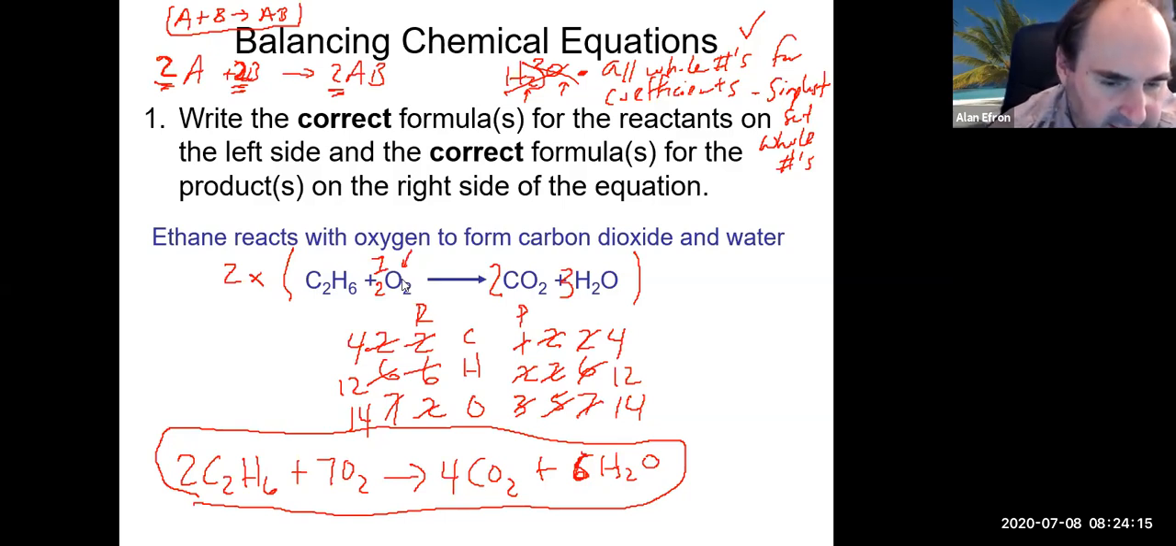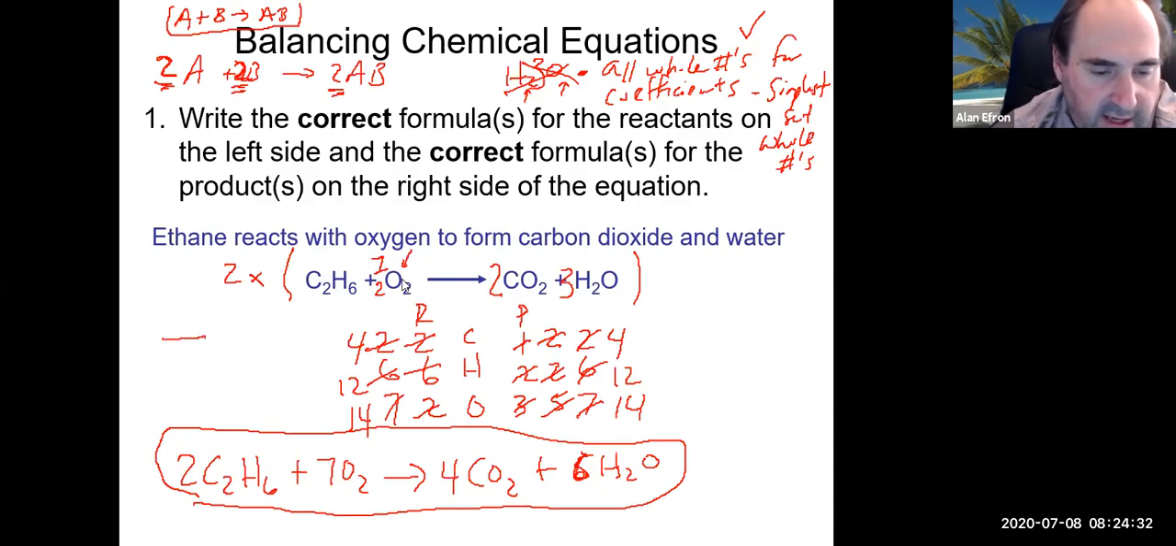Oftentimes it will happen just like this, where you have an element in its diatomic form by itself, and then that element and a couple of things on the right-hand side. That's a very common place where fractions are used. So you may say to yourself, how do you choose the right fraction? It's a pretty simple formula.